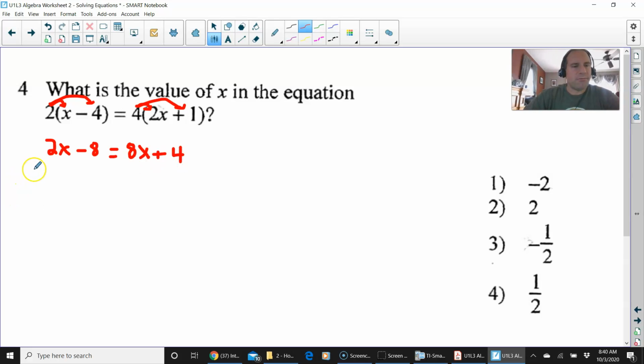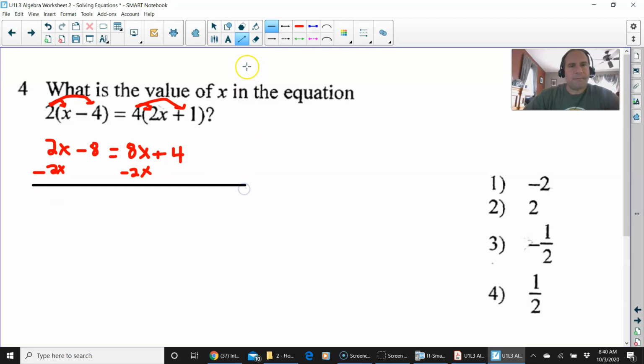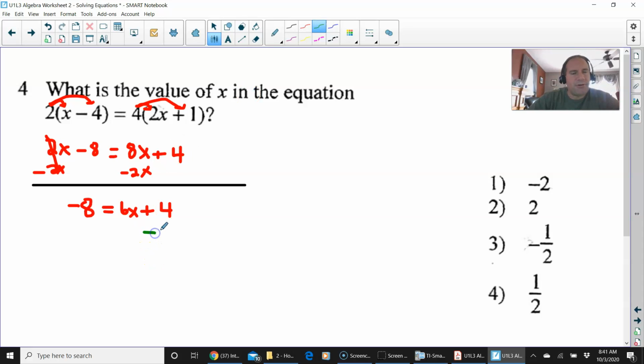Now you are going to subtract the 2x on both sides, bringing the smaller variable over to the larger at all times. After that, you know that this cancels, and you bring down that negative 8. 8x minus 2x is 6x. Now that the variables are together, you see how easy it is? This is a two-step equation. You know you have to go for that 4 and bring it over to the other side.